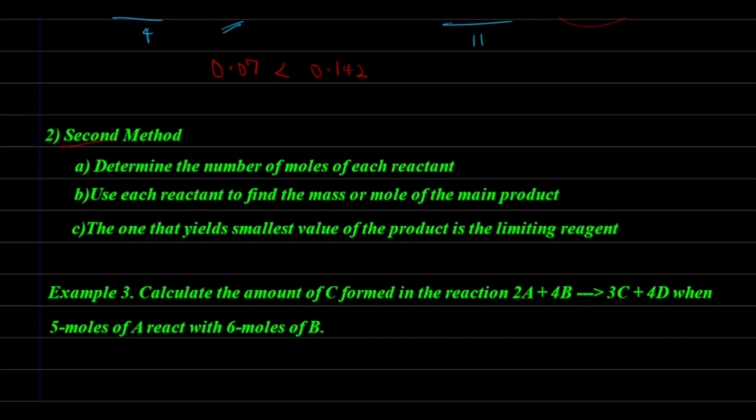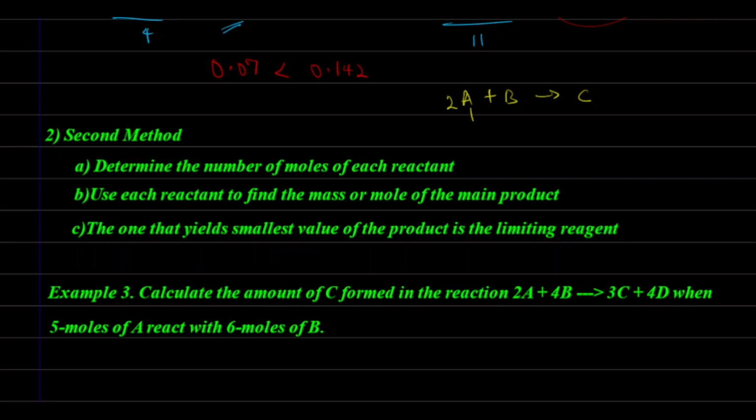In the second approach, it's similar to the first approach: determine the number of moles of each reactant, provided that the reactants are not expressed in moles. If they are expressed in moles, they move to step B. In step B, it says to use each reactant to find the mass or mole of the main product. For example, let's say we have 2A plus B giving us C, and we know the number of moles of A and the number of moles of B.